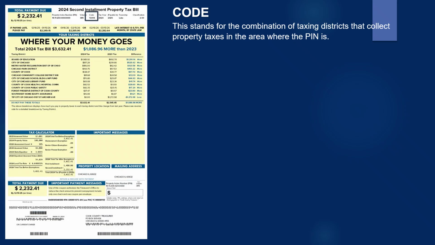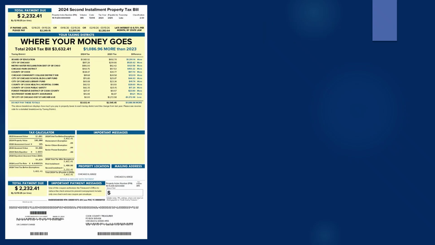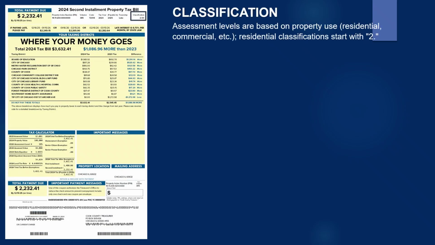The tax code stands for the combination of taxing districts that collect property taxes in the area where the PIN is located. Assessment levels are based on property use. Residential classifications start with a number 2.